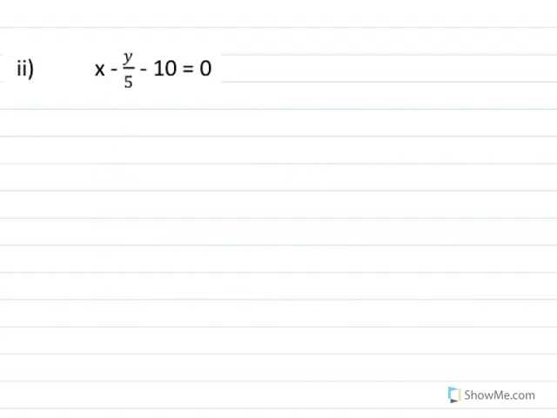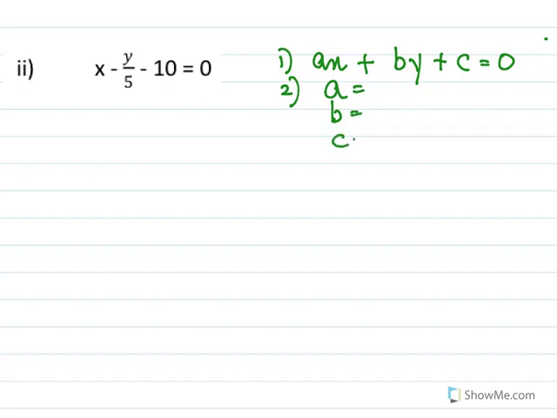This is the next one. We've got to again find the value of a, b and c. So in the first step, we need to write it in the form of ax plus by plus c equal to 0. We need to write it in this form. And the second, then we need to compare and find the value of a, b and c.